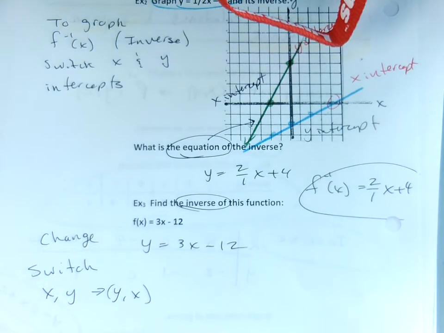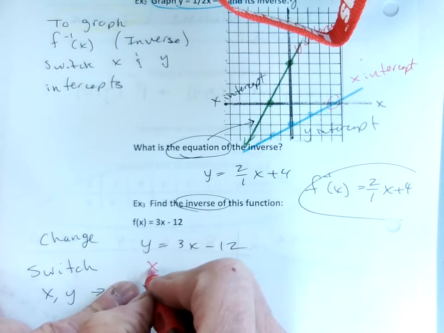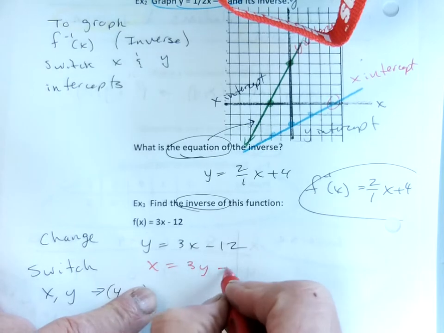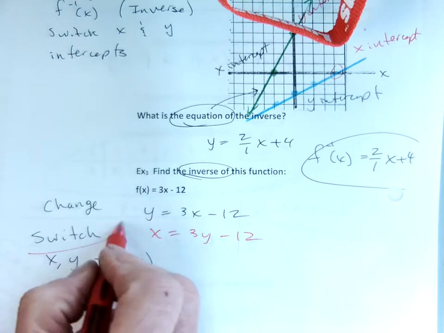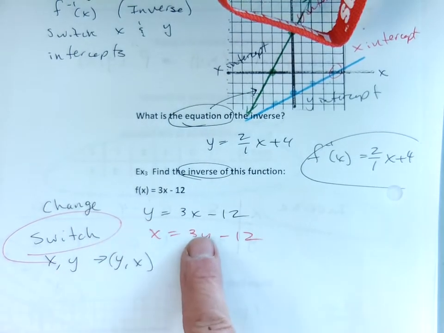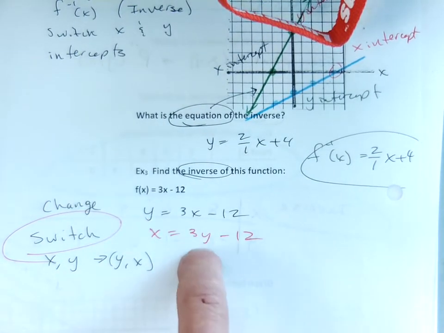So I'm going to write this: x equals 3y minus 12. I just switched them all. See what I did? Instead of y, I wrote x. So x or y, that's all I did. This whole thing's all about switching x and y.